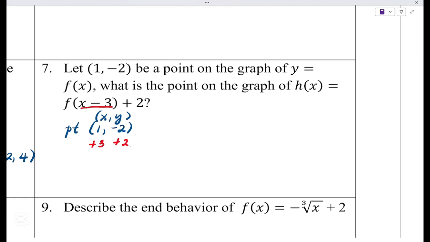Now, the new point that we are looking for in this graph of h will be 1 plus 3, which is equal to 4, and negative 2 plus 2, which is equal to 0. So we will now have positive 4, 0. The point 1, negative 2 in the function f will be the point 4, 0 in the function h using this transformation. So the answer is 4, 0.